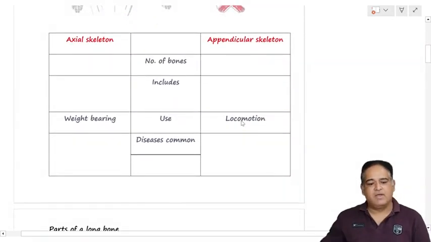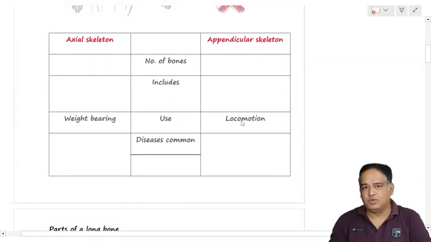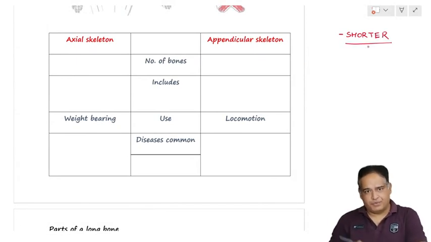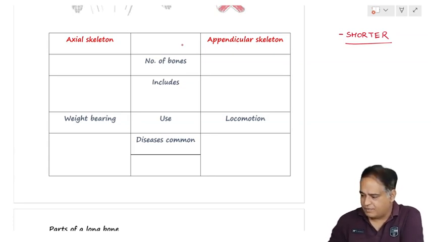Axial skeleton and appendicular skeleton both are paired. Now, since this is the first class, this will be comparatively shorter class. I'll try to wind it up in less than 1 hour, right? Next, depending upon your response, we'll just increase or decrease the pace, increase or decrease the content, right?